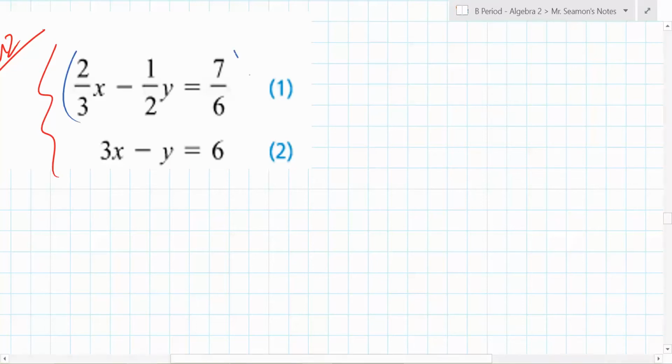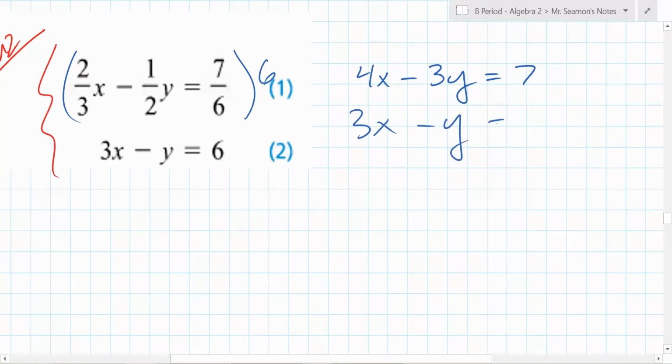How about we just multiply everything by 6? What's 6 times 2/3? 6 is a noun, I understand, but I asked you what your emotional state was, that's why it was kind of funny. 6 times 2/3 is 4, so it's 4x minus, what's negative a half of 6? 3y equals 7, and then just copy this. Look, we have the same exact thing, but what did I get rid of? Look, no fractions.